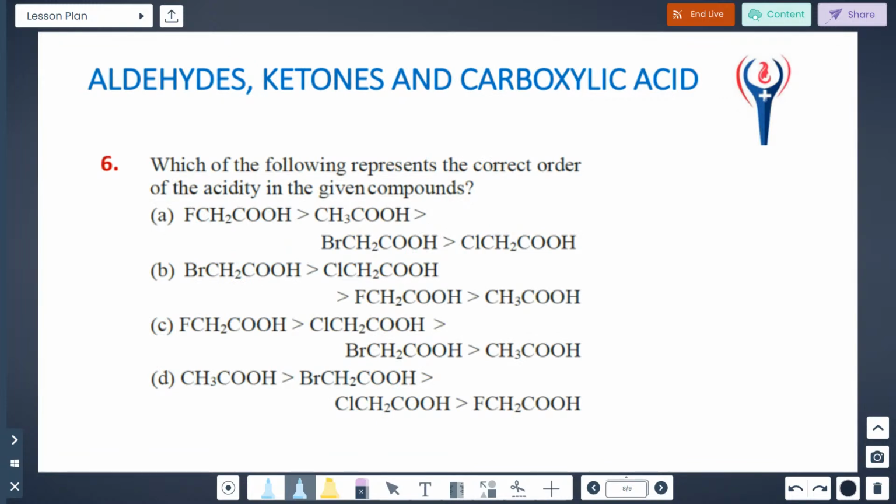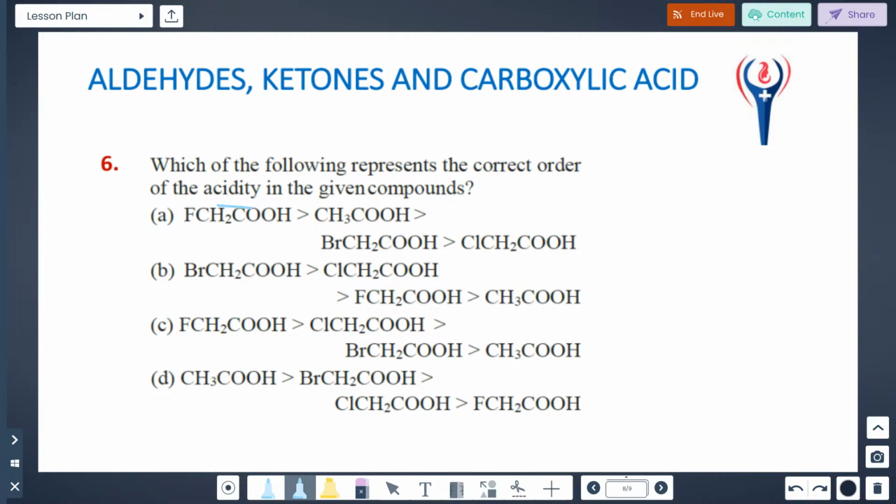Which of the following represents the correct order of acidity in the given compounds? Acidity means which one has the more electronegative tendency. The compound having a highly electronegative element pulls the electrons towards itself, and then the OH bond is weak. What is acidity actually? The compound should give H plus ions very easily.